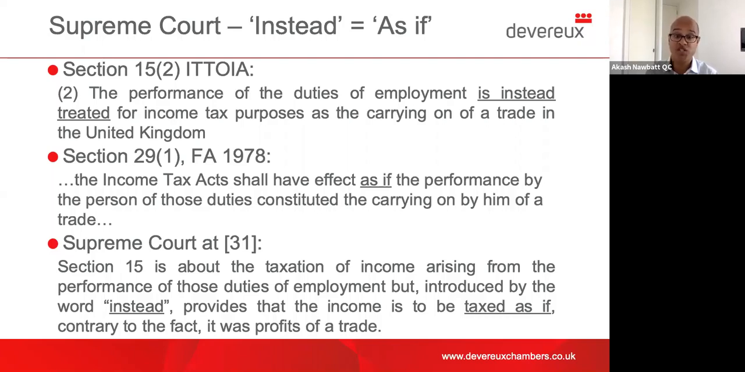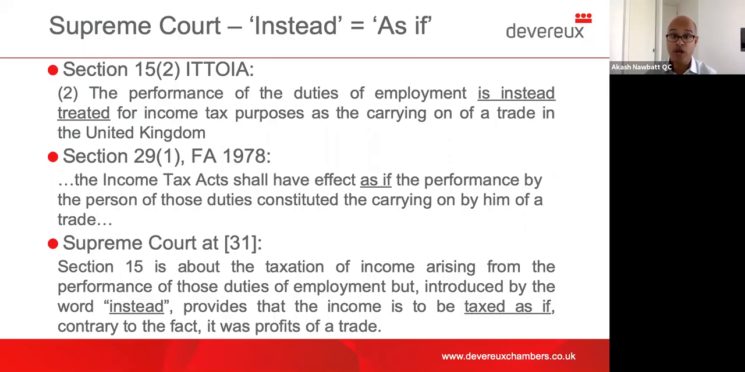So the question was, does section 15.2 alter the section 4 definition of employment, which applies in section 15.1? So the Supreme Court looked at section 15.2, and you can see we've got it up on the screen. Section 15.2 of ITOIA provides the performance of the duties of employment is instead treated for income tax purposes as the carrying on of a trade in the United Kingdom.